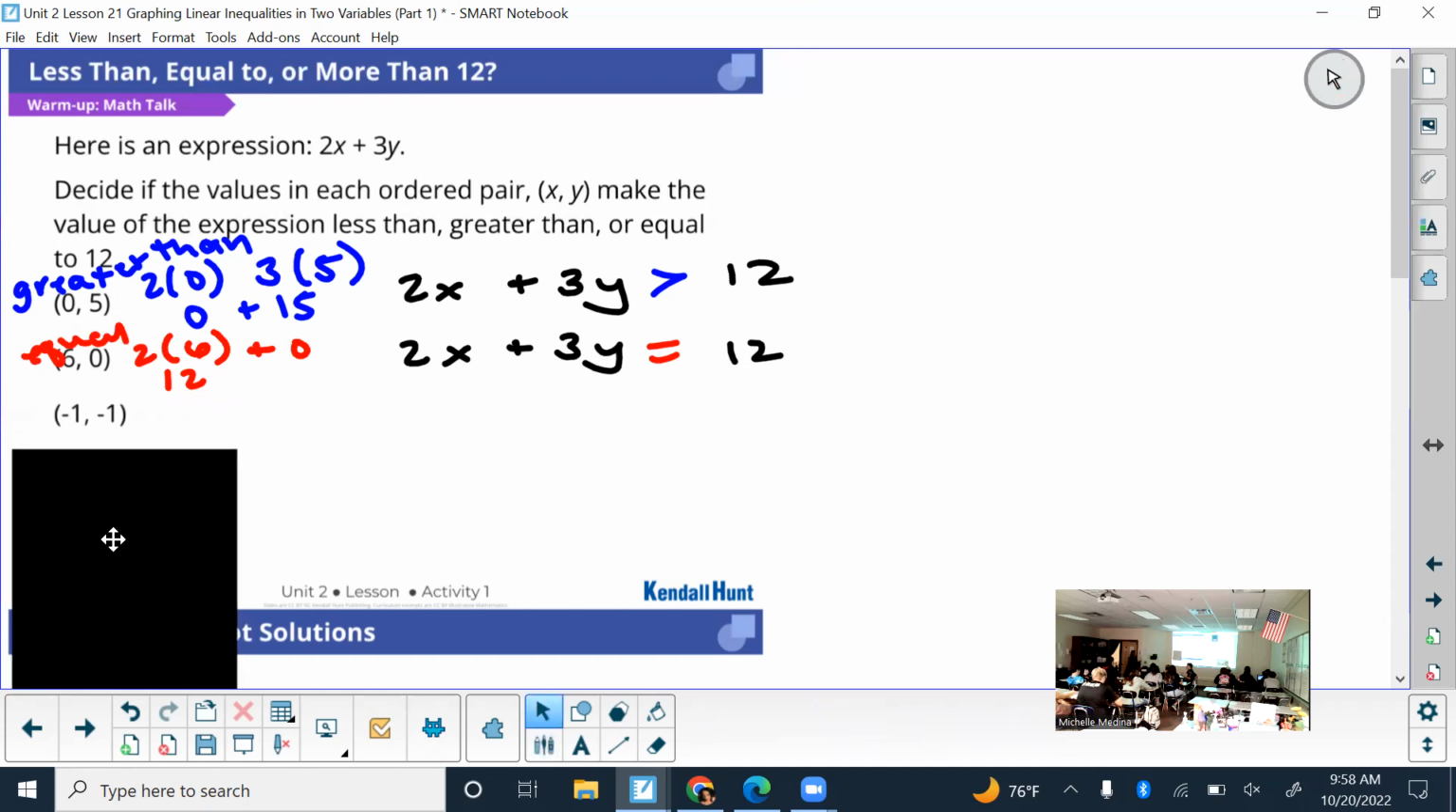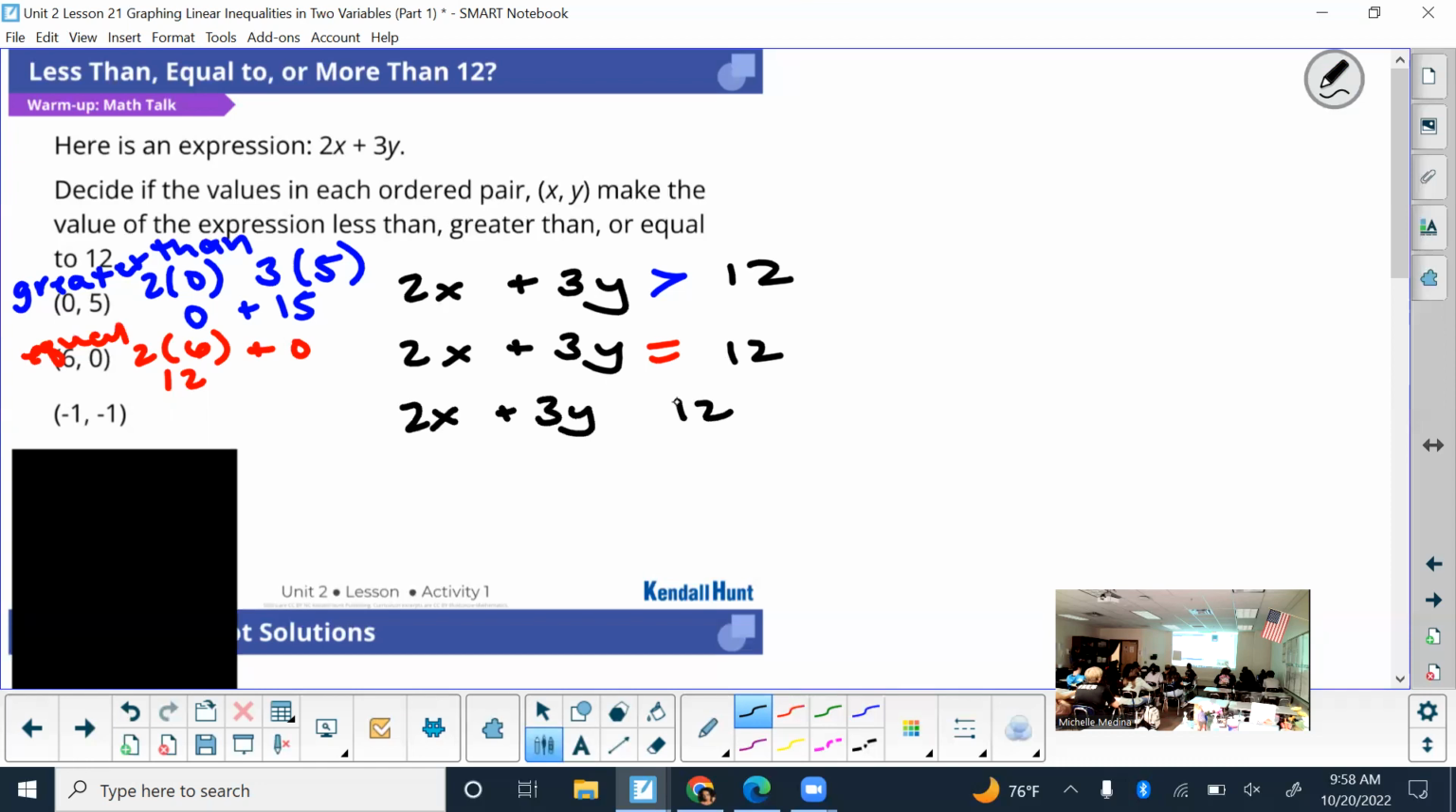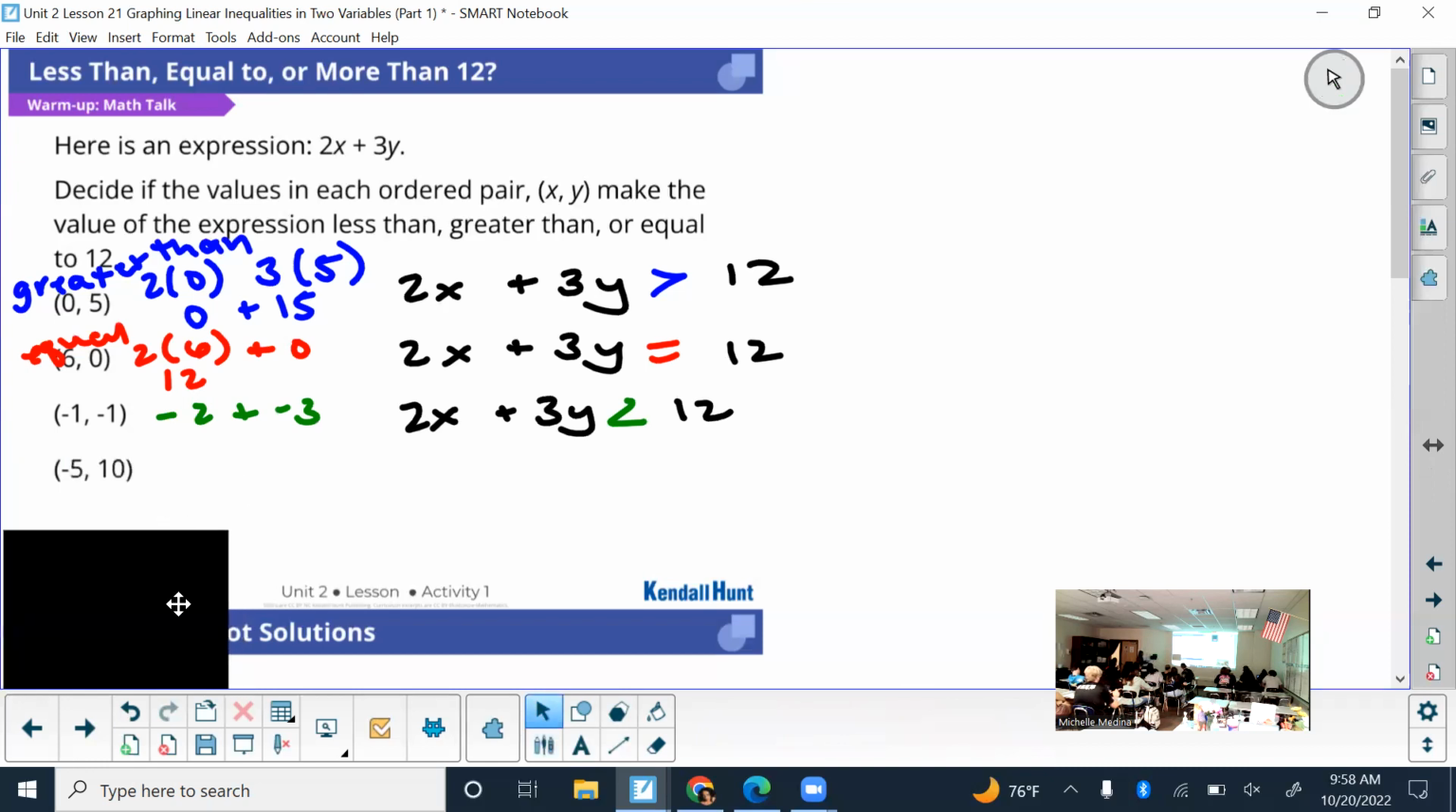Next one. All right, -1, -1. So when you have the answer. All right, Mary Angela. Less than. And how did you figure that out? And you get -2 plus -3. And regardless, when you add them, it's going to be negative, right? Which would always be less than a positive. All right, last one, -5 and 10.